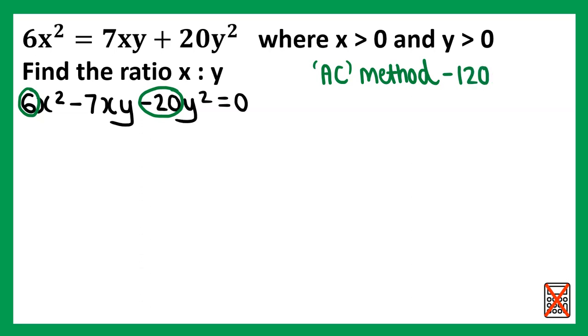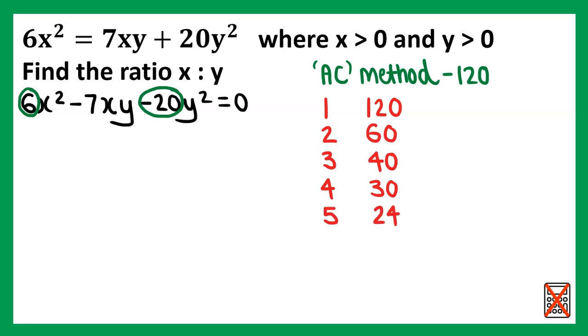Now there's lots of different factors for 120, and I have double the amount of combinations because it's negative. So I'm just going to start by leaving out the signs and listing what the actual factors are. 1 and 120, 2 and 60, 3 and 40, 4 and 30, 5 and 24, 6 and 20, 8 and 15, 10 and 12.